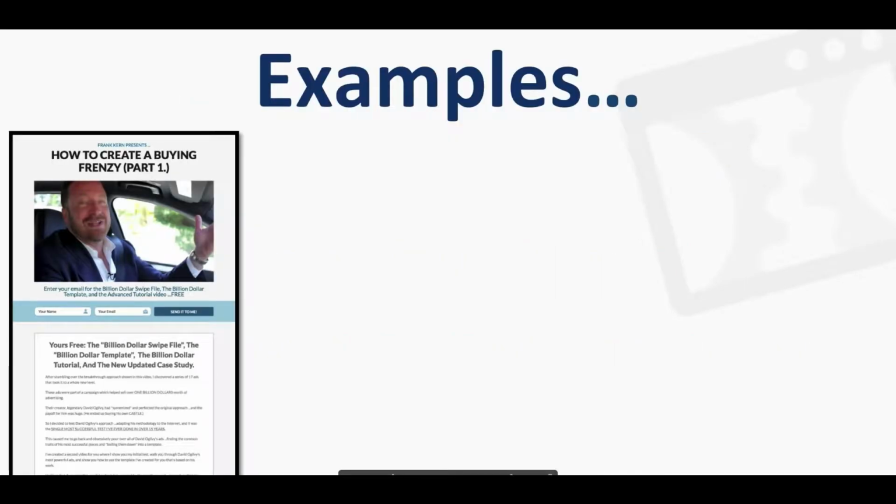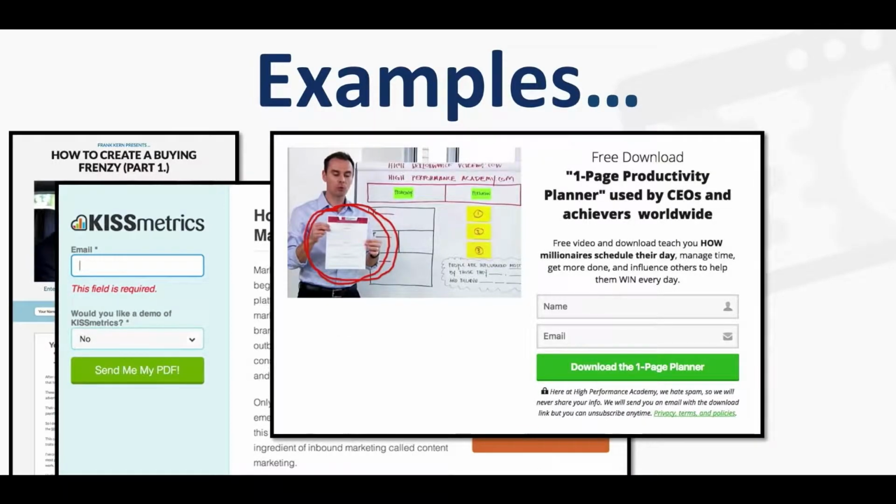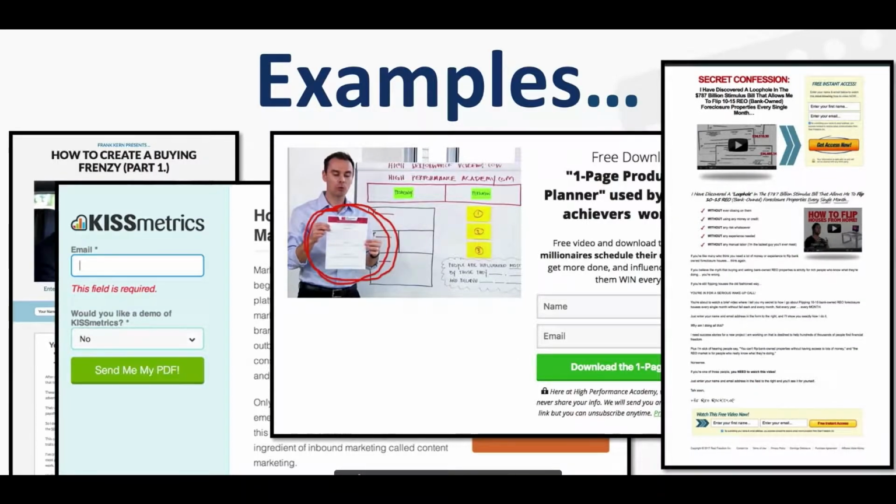Here's an example of some squeeze pages, some of my favorite ones I've seen in the past. This is one that Frank Kern did. This is one that Neil Patel did at Kissmetrics, giving away some white papers. This is one where Brendon Burchard gives away his productivity guide. This is one where somebody gives away a free video, which actually ends up being the sales video for the product they're trying to sell. So these are basic squeeze page examples. There's tons of different ways to do them, but that's kind of what they traditionally look like.